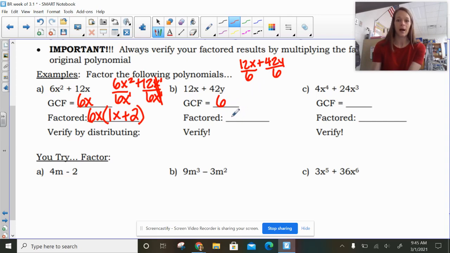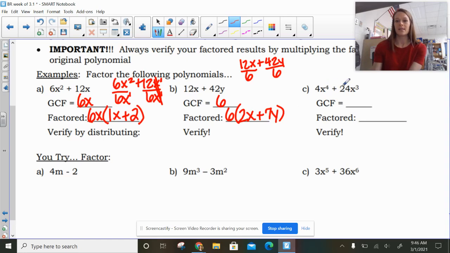They have no letters in common. So the 6 will go on the outside. And then 12x divided by 6 will be 2x. And 42y divided by 6 will be 7y.